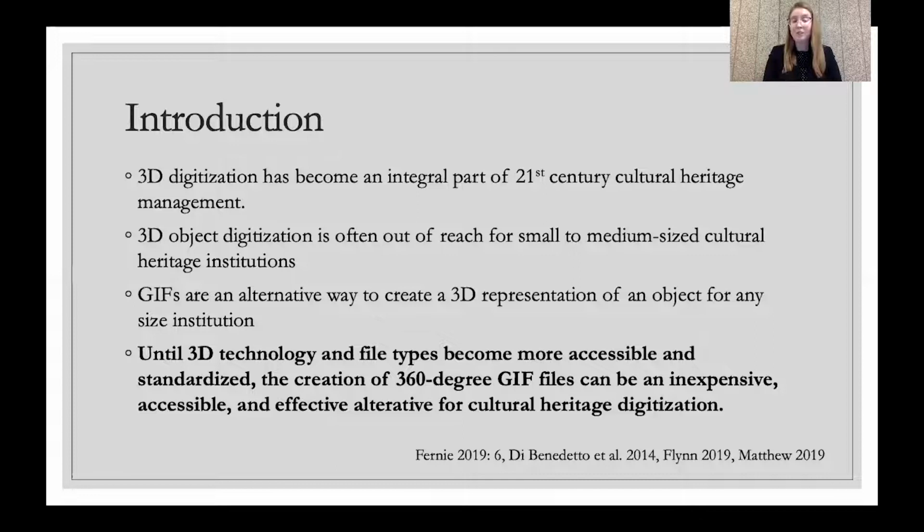Utilizing images of an object from multiple different angles, a manipulatable 360-degree digital object can be created as a GIF that requires little time, training, or expense to produce, while still enhancing access to and preservation of the object for staff, scholars, and the public. Until 3D technology and file types become more accessible and standardized, the creation of 360-degree GIF files can be an inexpensive, accessible, and effective alternative for cultural heritage digitization.